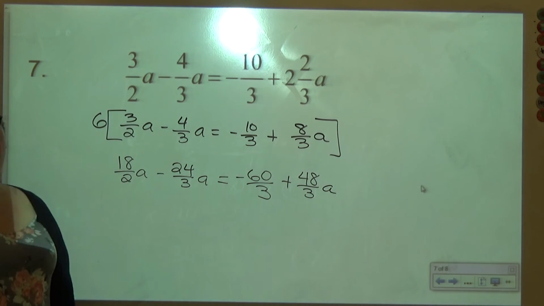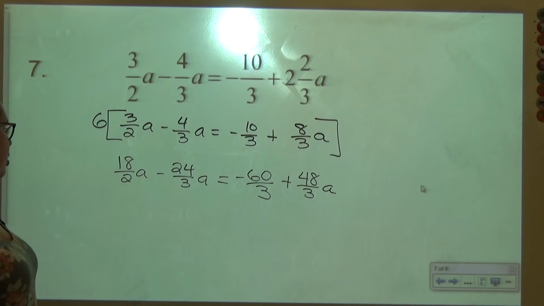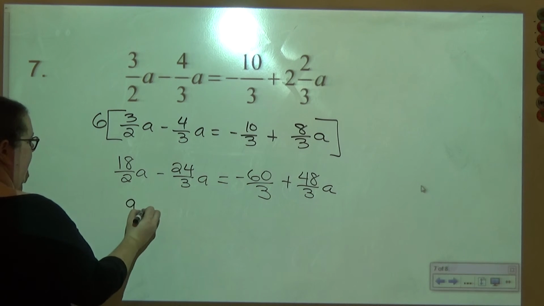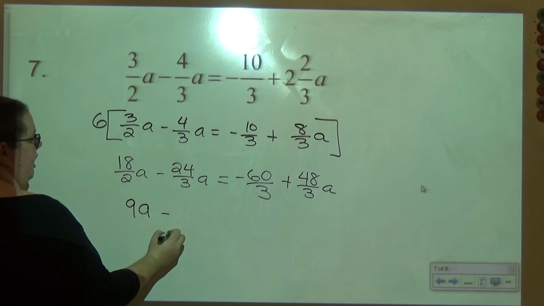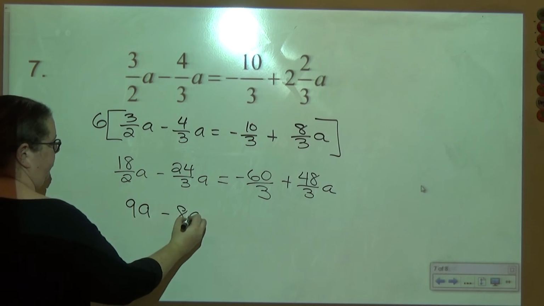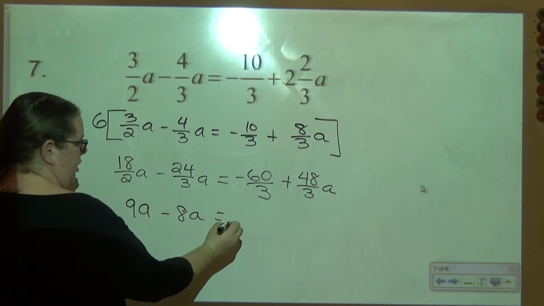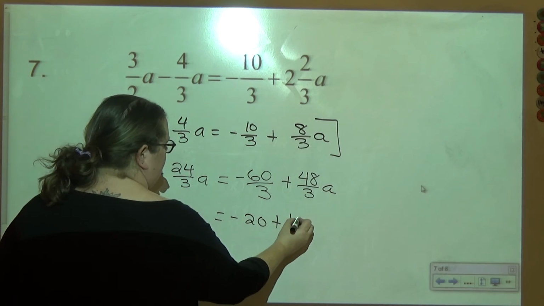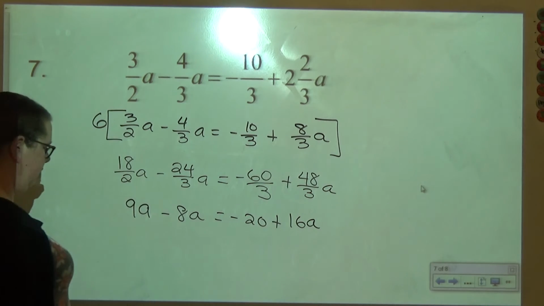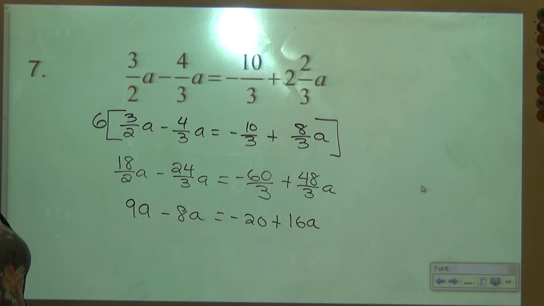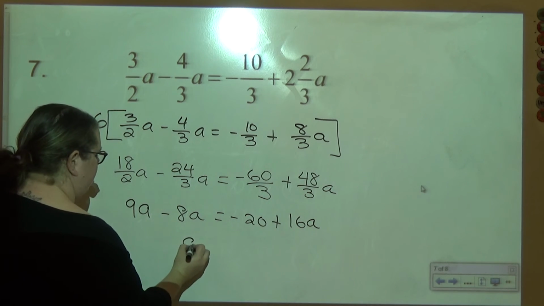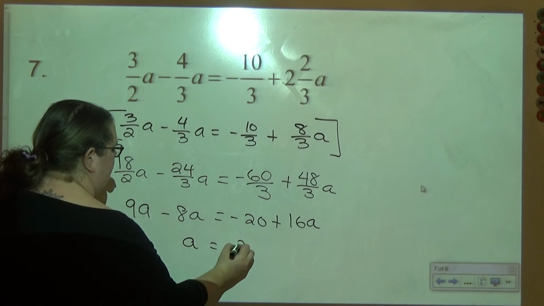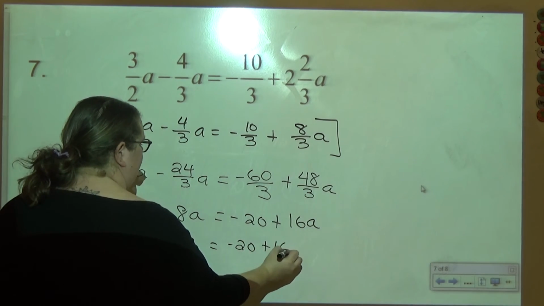Once we do that, all our fractions will turn to integers. 9a minus 8a equals negative 20 plus 16a. Oh, this is nice. 9a minus 8a is a. So a equals negative 20 plus 16a.